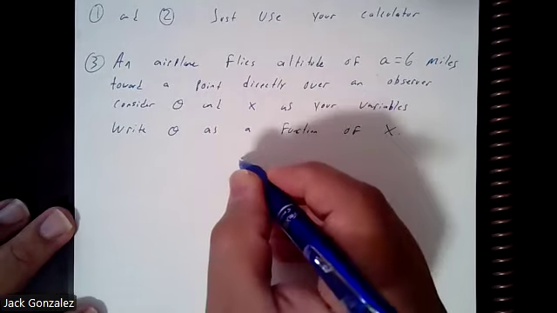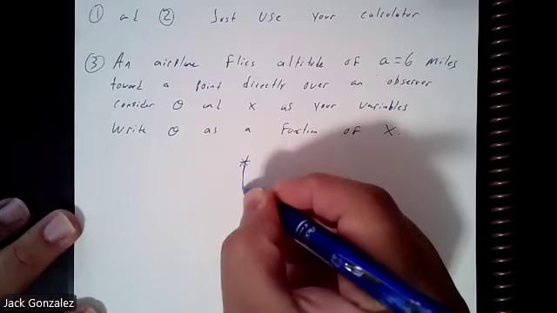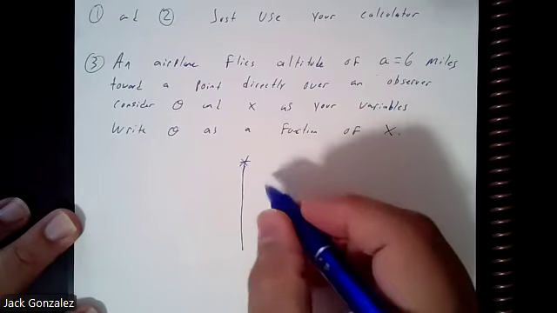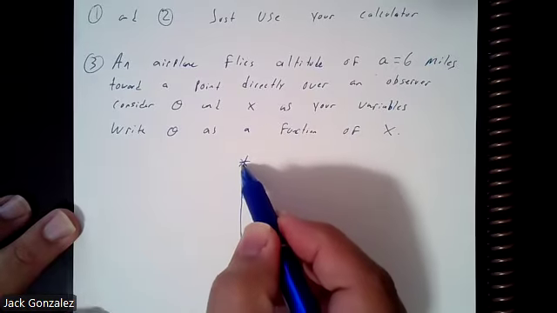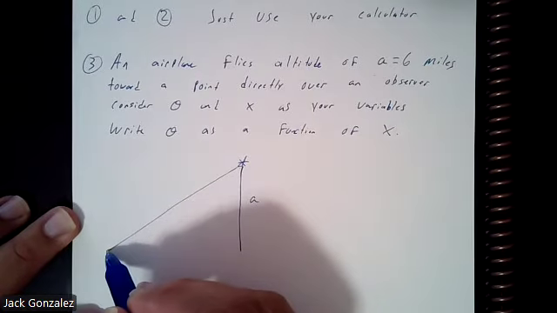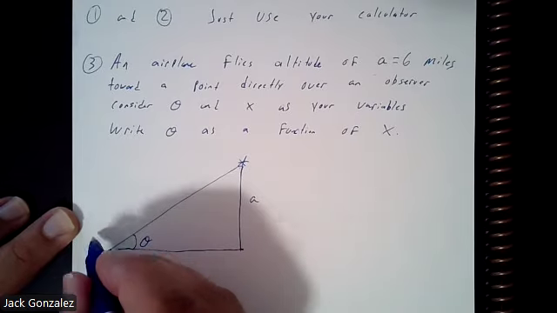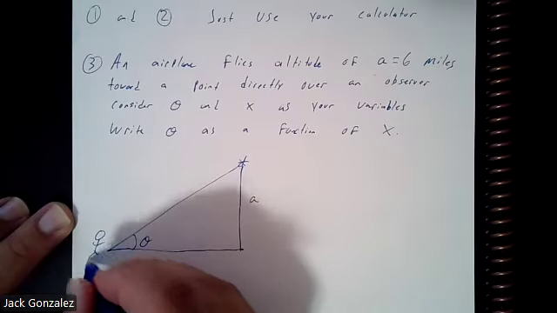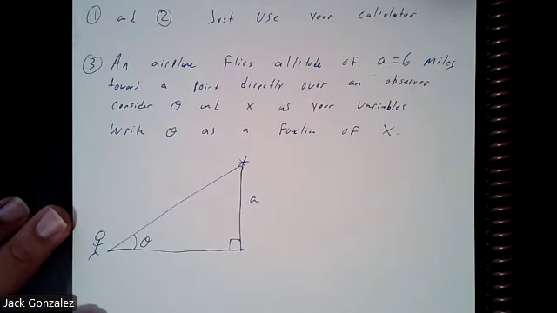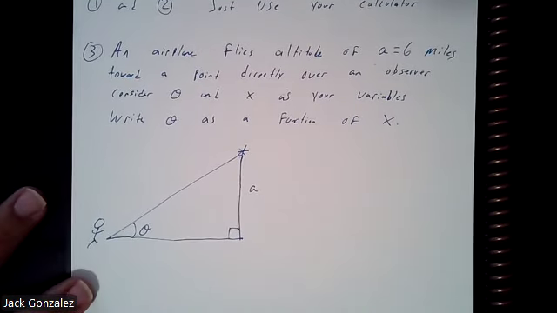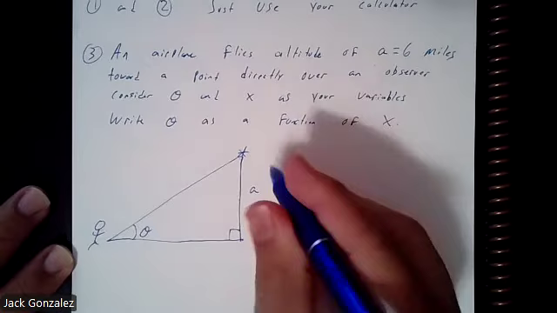So let's say the plane's over here flying somewhere. Altitude is the height, right? So this is A. The observer will be down here. We'll say he's looking up, hanging out down here. Right triangle, so I can apply a lot of properties. So I'm looking upward. A is 6, right?